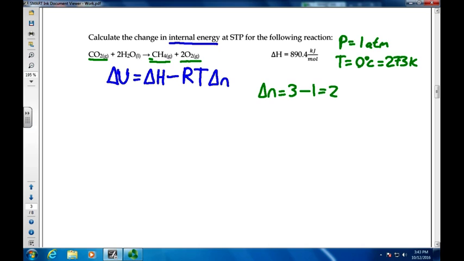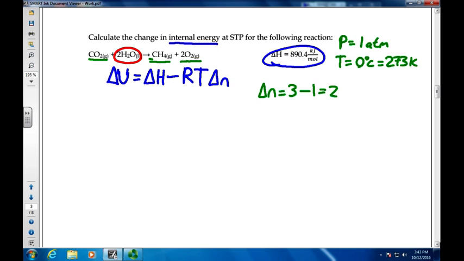It's relatively simple. Just make sure that you're always counting your moles of gas. This mole of liquid that we see here in water, we're going to ignore that when we calculate our delta N. So the next thing we're going to want to do is look at our formula and see if there's anything missing from it. Well, we're going to need delta H. Delta H is given to us as 890.4 kilojoules per mole, right over here.